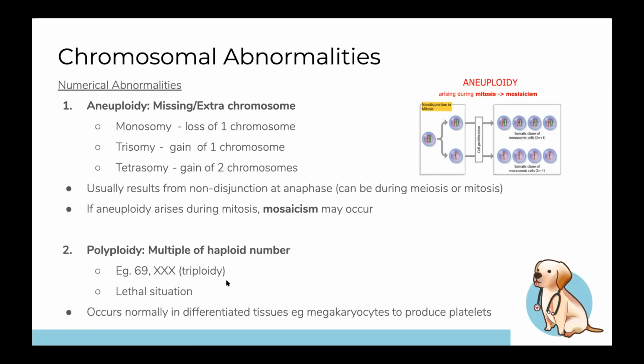Normally you can have polyploid cells for certain cells in your body. An example that I've chucked in here is megakaryocytes, which are essentially the bone marrow cells in your body. Those can be polyploid, but if you've got 69 chromosomes in your germ cells, that's going to be a problem, and the fetus probably won't end up surviving until birth.